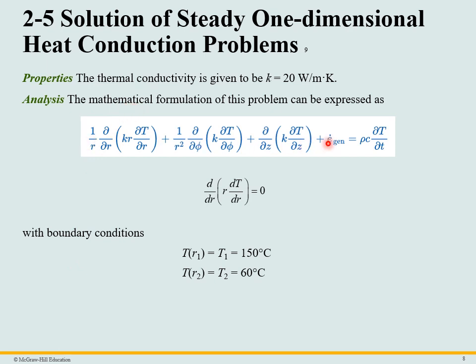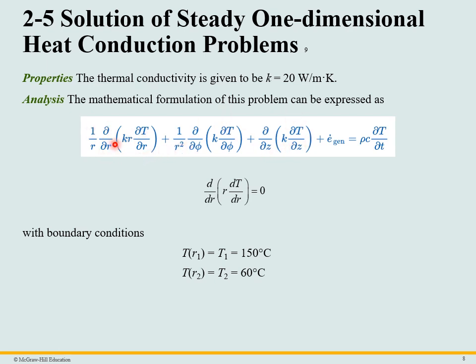So here, in general, the heat conduction equation in cylindrical coordinates is given by the following. But of course, this term is zero because it's steady state. The E.gen term is zero because we're not generating any heat within the wall itself. There's only heat passing through it. It's not a function of phi and z, so these terms go away.